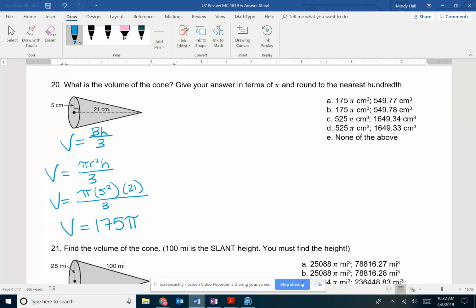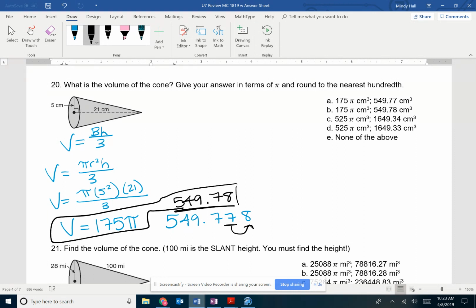And 175 times pi would give me 549.778. So again, with rounding, that is my hundredths, and the 8 tells me to go up, so this is going to be 549.78. That would give us 175, 54978, answer B. Okay.